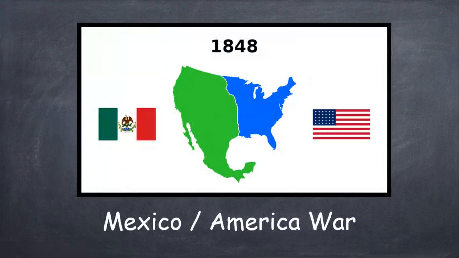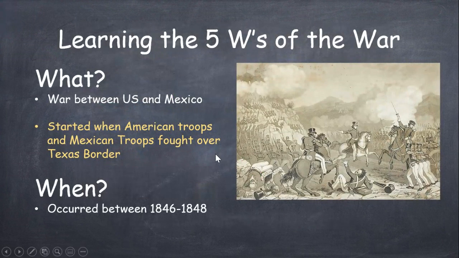All right. So now let's talk about the Mexican-American War, which happened in 1848. So learning the 5 W's of the war. The what is obviously a war between the U.S. and Mexico. It started when American troops and Mexican troops fought over the Texas border.